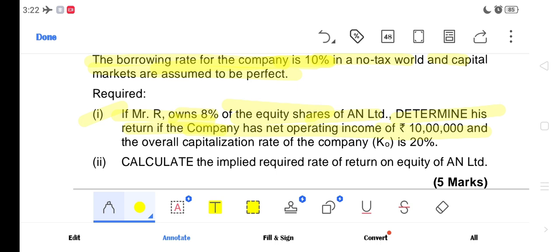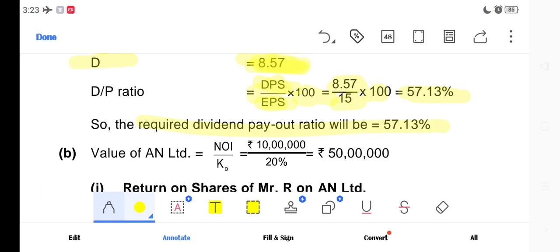So this earnings before interest is 10 lakhs, and the overall capitalization rate. Overall means this KO; KE is equity and KD is debt, and overall E plus D, which is the company's overall capitalization rate, is KO, which is 20% they have given. So with this KO and net operating income, do you remember the formulas? You got to get this: the total value of the firm, guys.